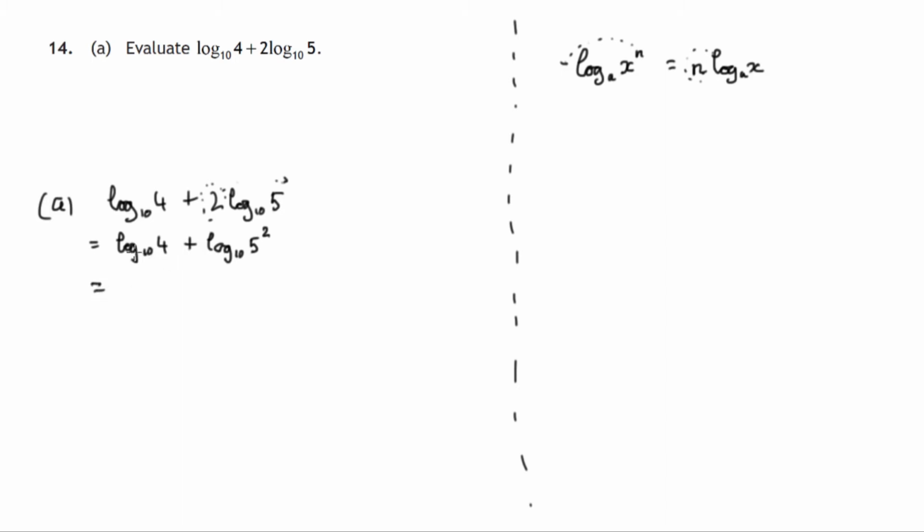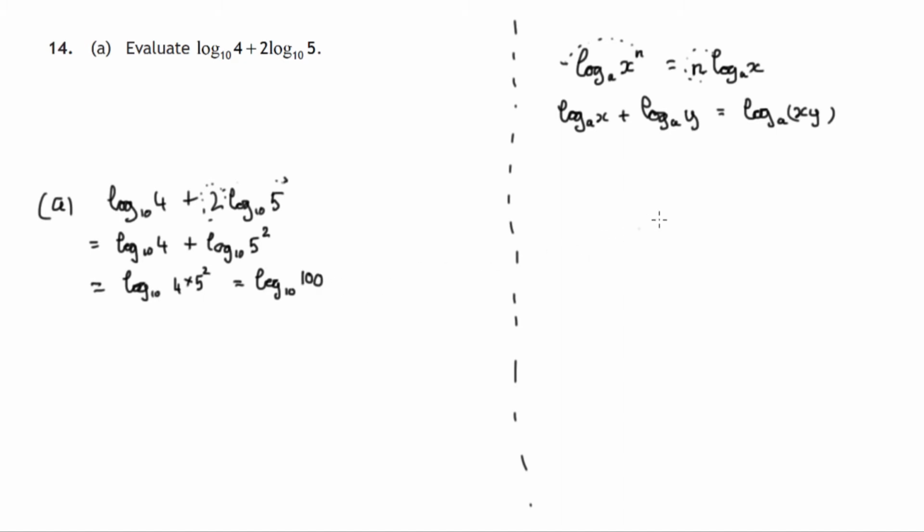Now we're looking at an expression that adds 2 logs together, and one of the laws that you'll no doubt have learnt is that if we're adding the logs of 2 numbers together, then it'll be the log of their product. We multiply the 2 numbers together. So in this case, we'll get log to the base 10 of 4 times 5 squared, which we can work out. 5 squared is 25, 4 25s is 100.